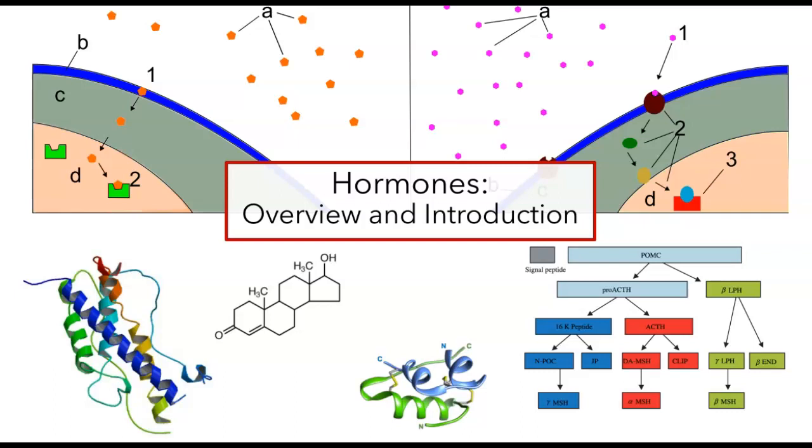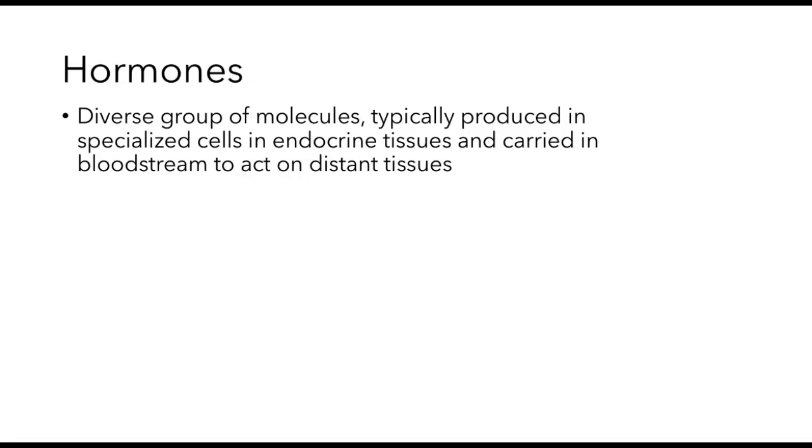In this video, I'm going to give you an overview and an introduction to hormones. Well, let's begin with the basics. What are hormones? Well, hormones are a diverse group of molecules. They're typically produced in specialized cells in endocrine tissues, but not always. They're carried in the bloodstream and they act on distant tissues.